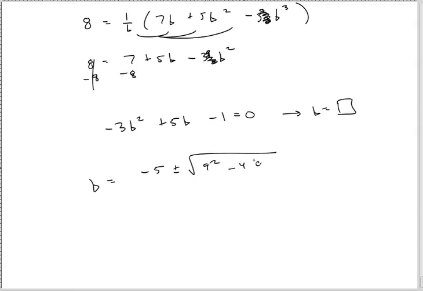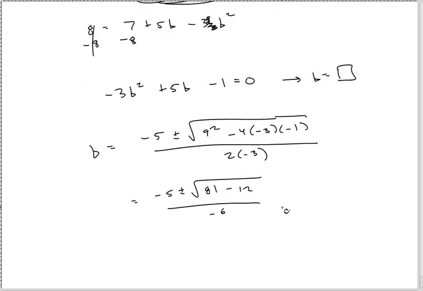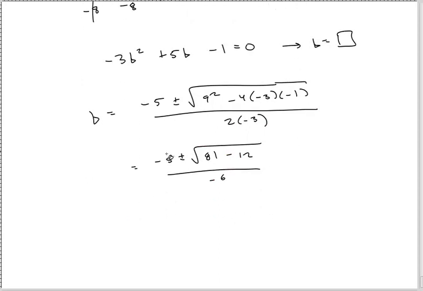I'm kind of sort of plugging it in. Okay. So I got my 81. 3 negatives make a negative in the end. That's going to be a 12 all over negative 6. Why negative 6? Oh. Yeah. This is fine. Yeah, this is good. And you can basically eliminate all the minus signs and all that kind of stuff, whatever.